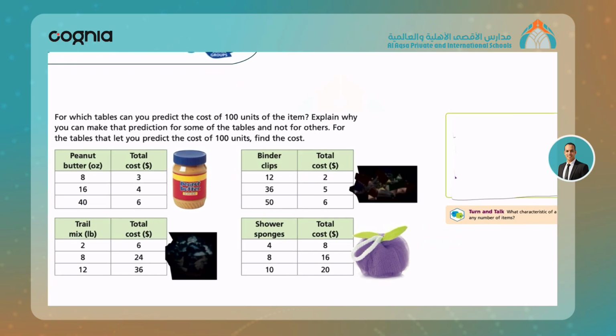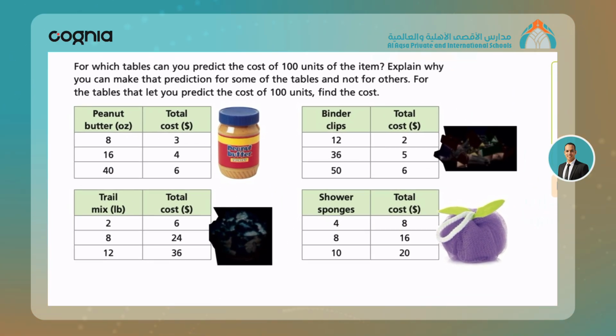Okay, spark your learning. So page 11, let's start with this problem. For which tables can you predict the cost of 100 units of the item? Explain why you can make that prediction for some of the tables and not for others. For the tables that let you predict the cost of 100 units, find the cost. So we will have here 4 different tables. Peanut butter with total cost, binder clips with total cost, trail mix with total cost, shower sponges with total cost.